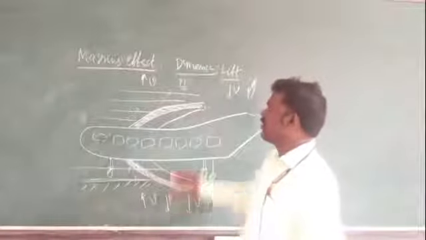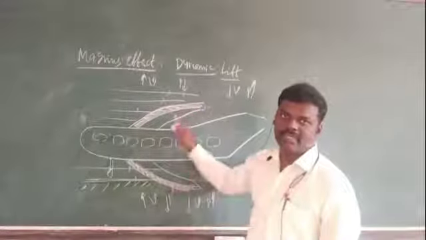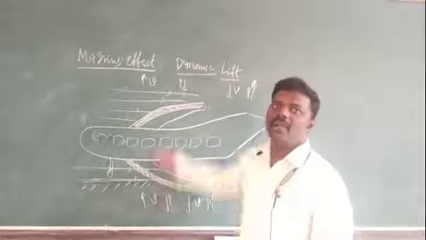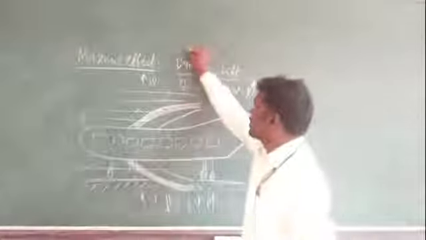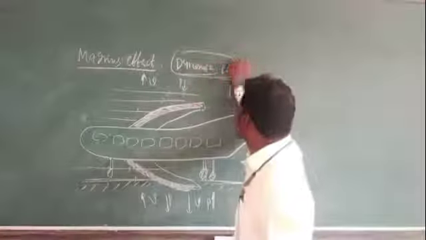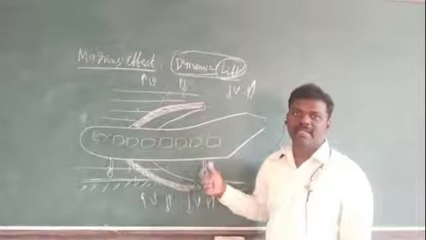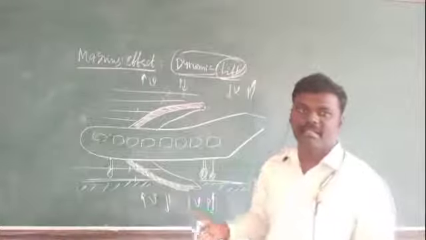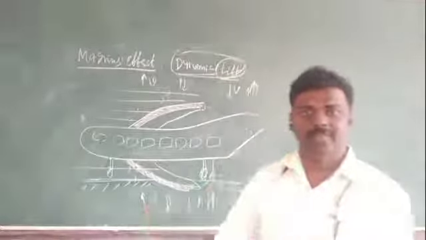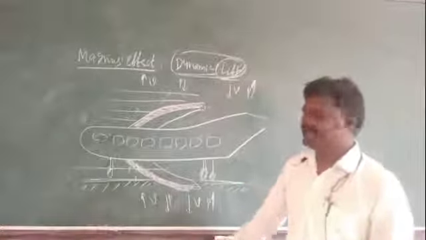There is a pressure difference between the inside and outside of the wing, on this wing and this wing. So there is a lift acting upward, which is called dynamic lift, which lifts the flight. When the dynamic lift is sufficient, the pilot lifts up the flight. This is also an application of Bernoulli's principle. This is called dynamic lift.